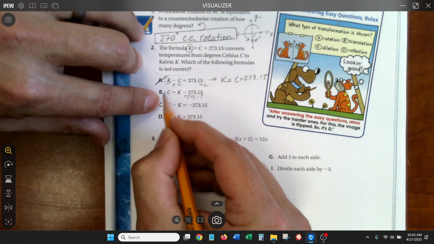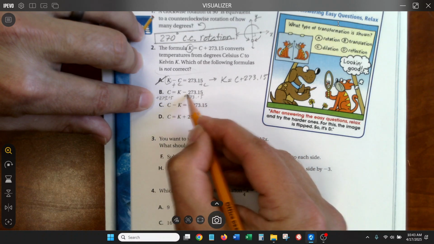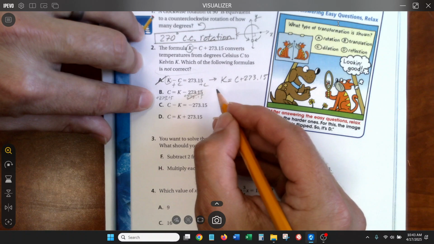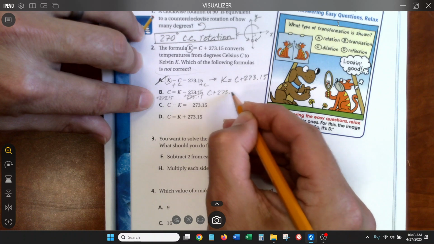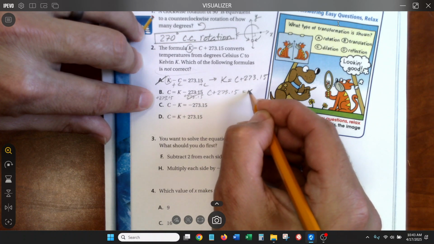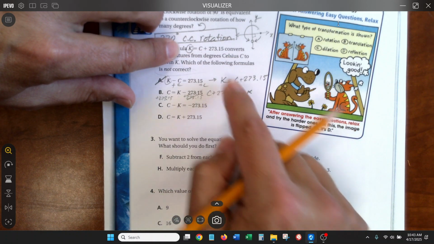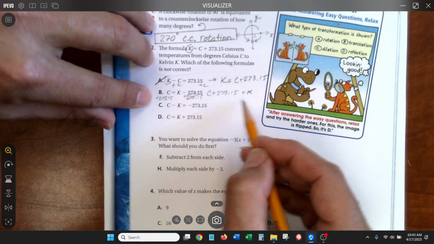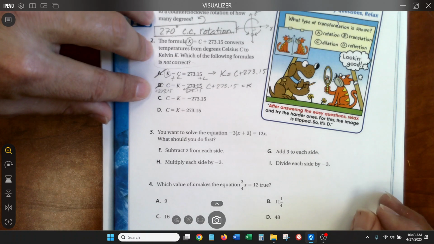Okay. If we solve for K in part B, we would add 273.15 to both sides. If we add 273.15 to both sides, it goes away on the right, we get C plus 273.15 is equal to K. And that's the same as K is equal to C plus 273.15.